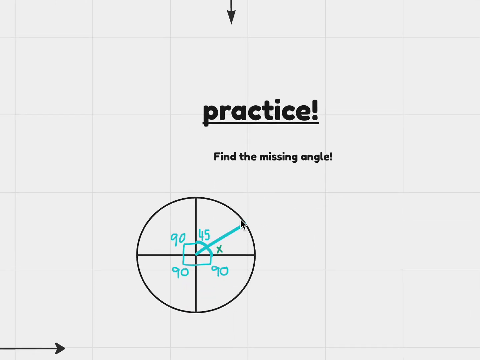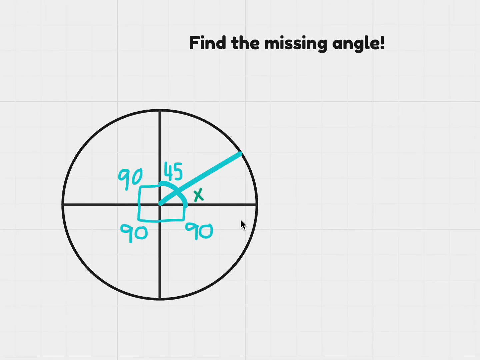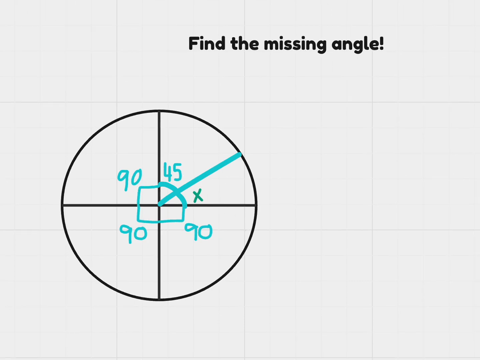So let's do some practice. Let's find the missing angle in this problem. We can see that everything else is labeled. We know this is a 90-degree angle, this is a 90-degree angle, and this is a 90-degree angle. And we want to find the angle X over here. Since all of these are 90-degree angles, this entire thing is also a 90-degree angle. So whatever angle X is going to be 90 minus 45.